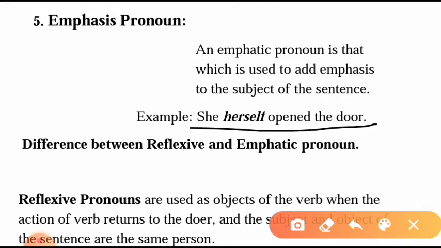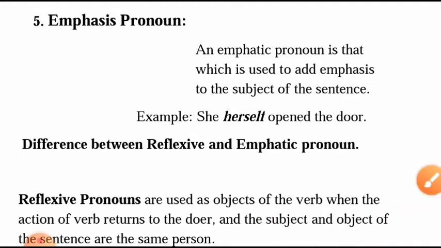So now the emphasis pronoun you could use before the verb or after the subject, while the reflexive pronoun you will have to use at the place of the object. This is the point that you need to remember. And the emphasis pronoun actually shows who actually did the work. So the door was opened by herself, so she herself did that. So that's why we can say this is the emphasis pronoun. So herself, as we have studied, it could be reflexive. Herself, it could be emphasis.